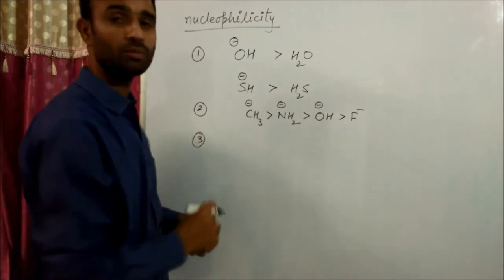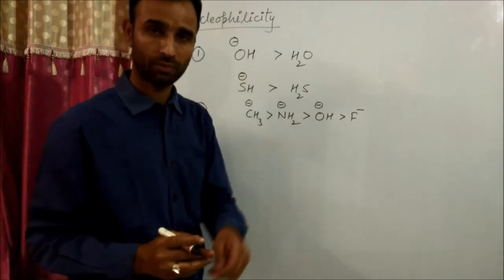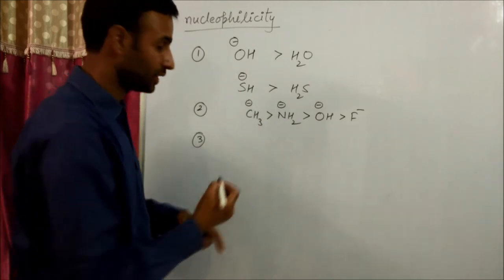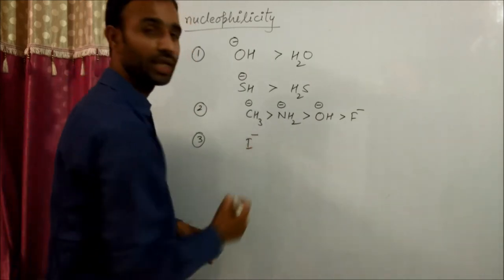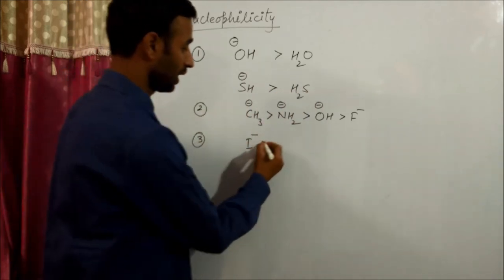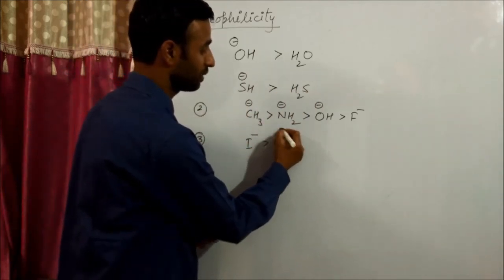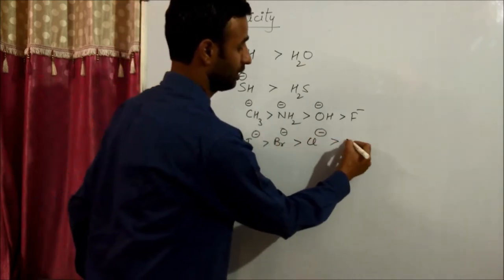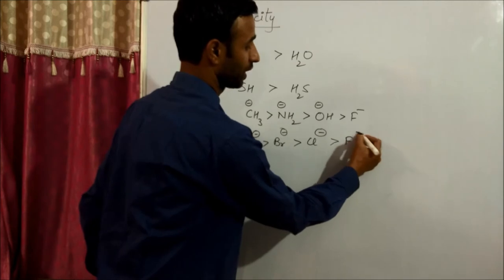Then come to down the group. As we go down the group, nucleophilicity increases, and nucleophilicity is proportional to the polarizability of the ion. I negative is more polarizable than Br negative, then Cl negative, and then F negative.